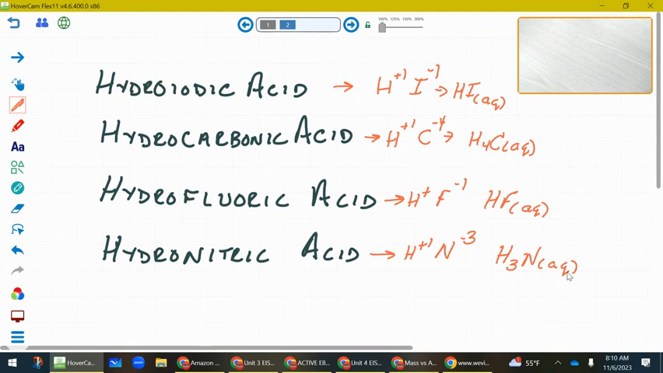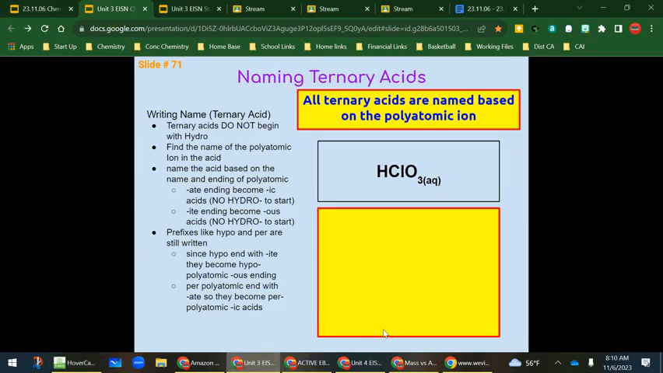But understand, the naming system is one that is based off of hydro at the beginning if it's binary, ending in ic acid if it is binary as well. Question. Now, because hydrogen is acting like a metal, you could also put it with a polyatomic ion. Now it becomes what we call a ternary acid. When we are doing ternary acids, we base the name completely on the polyatomic.